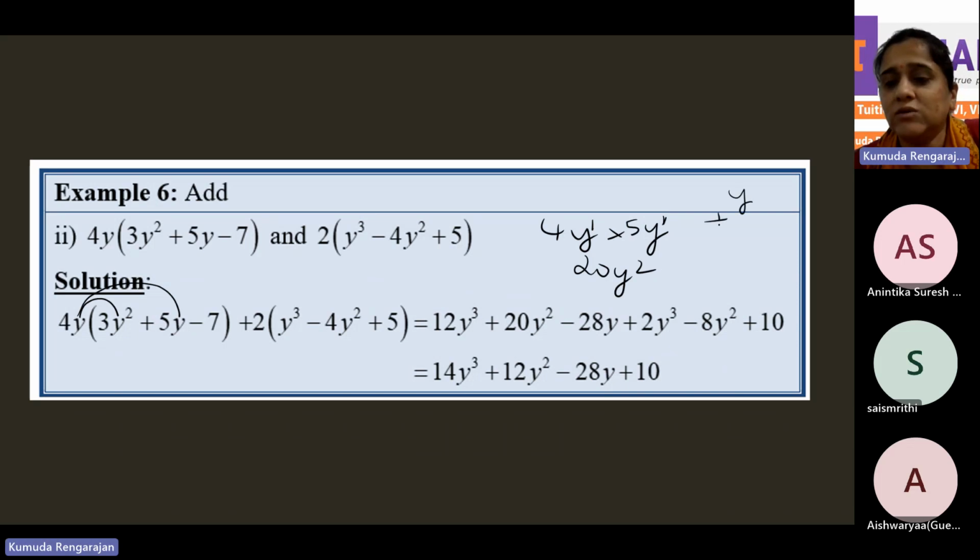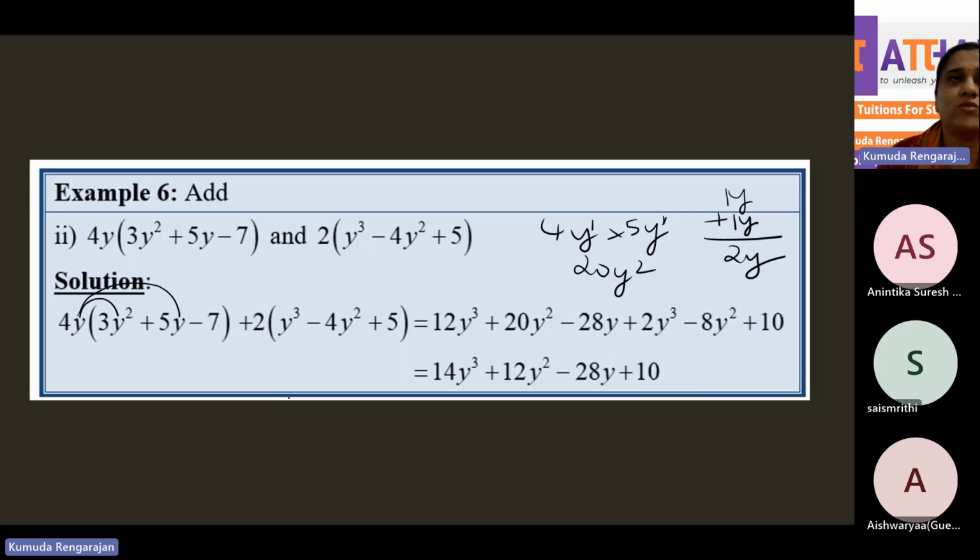What is y plus y, children? What is y plus y? 2y, because it's 1y plus 1y. Y plus y is 1y plus 1y. 1 plus 1, 2. 2y. But y into y is, add the powers. 1 plus 1, 2.